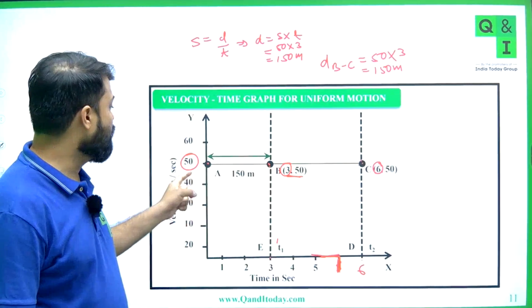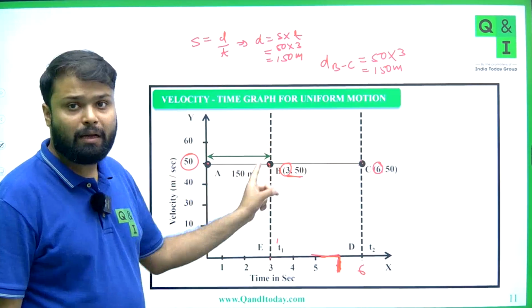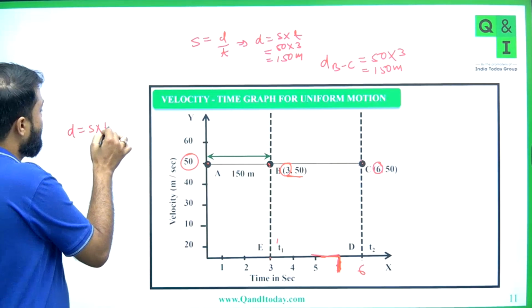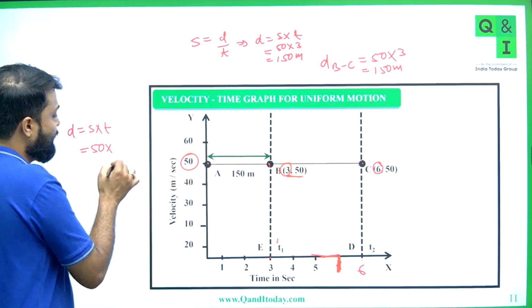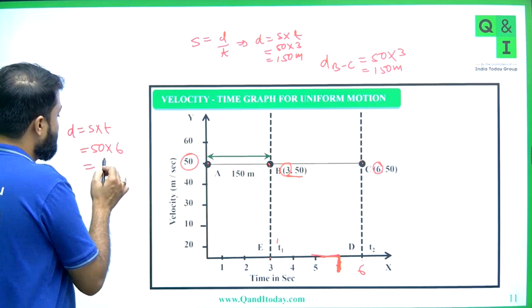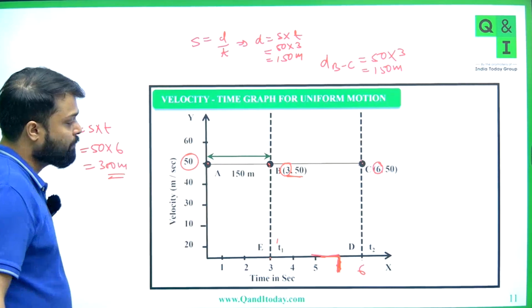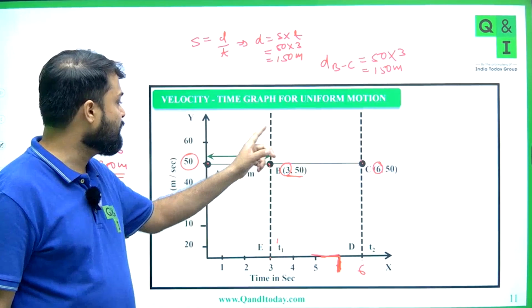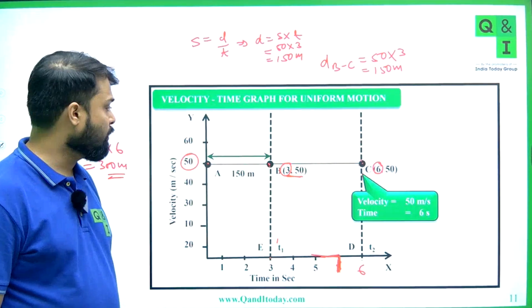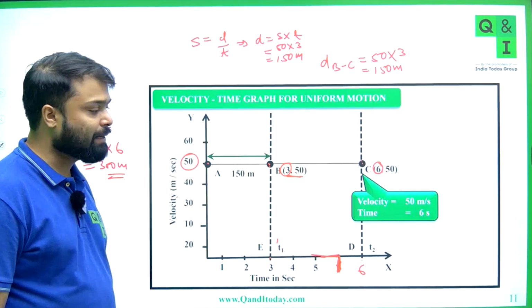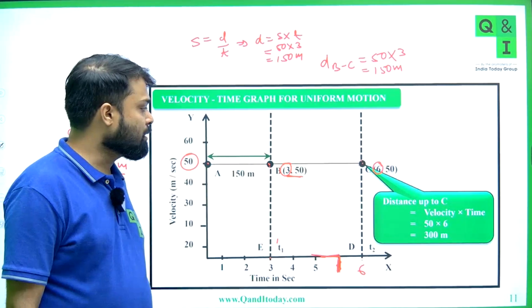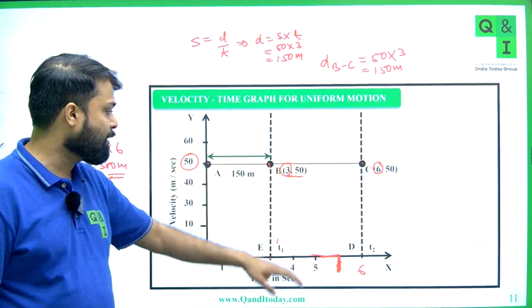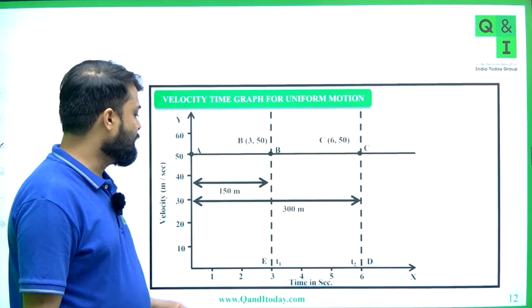Now we want to calculate the distance if the body is going from A to C. Again, distance is equal to speed into time. From A to C, speed is 50, but the time taken by the body is from 0 to 6, that is 6 seconds. So this is equal to 300 meter. So the total distance covered from A to C is 300 meter. From B to C it is 150 and from A to B it is also 150. Again here velocity is 50 meter per second and time taken is 6 seconds, so distance up to C is 300 meter. Why? Distance is equal to velocity into time, and velocity is the same from A to C. So this is the analysis we did previously.